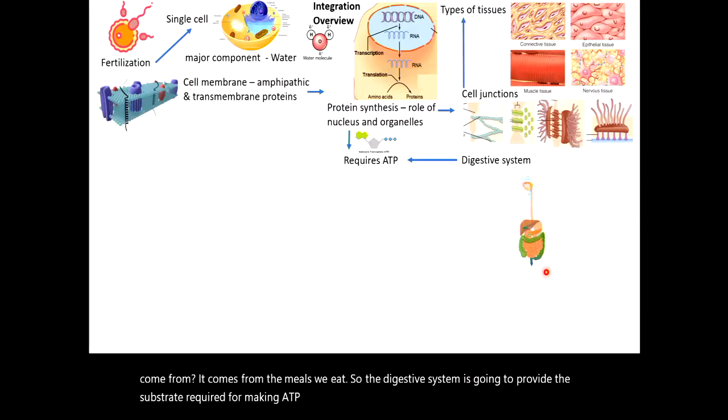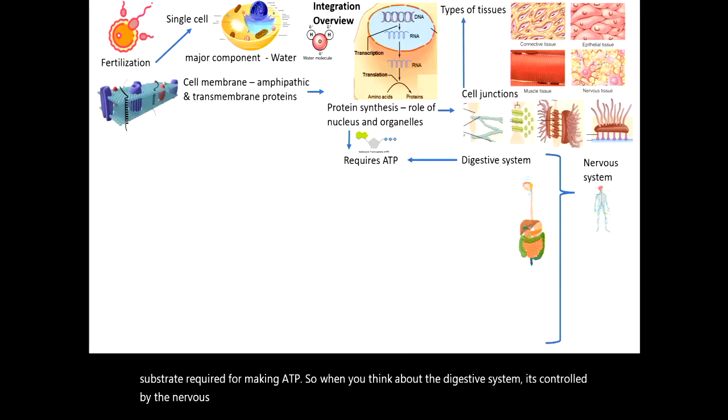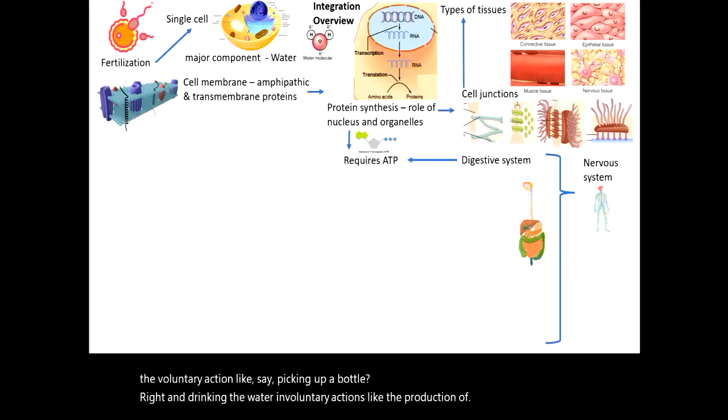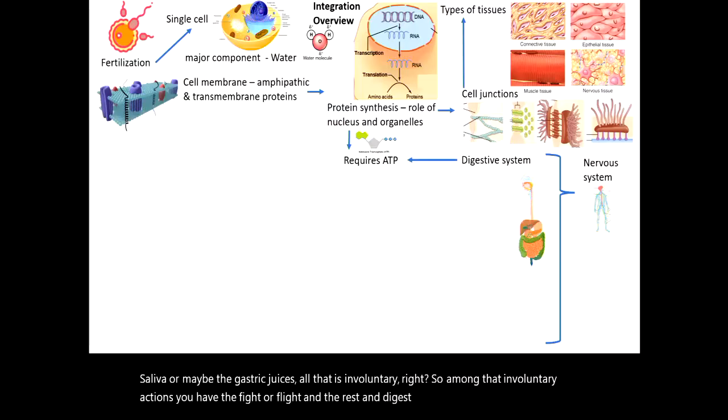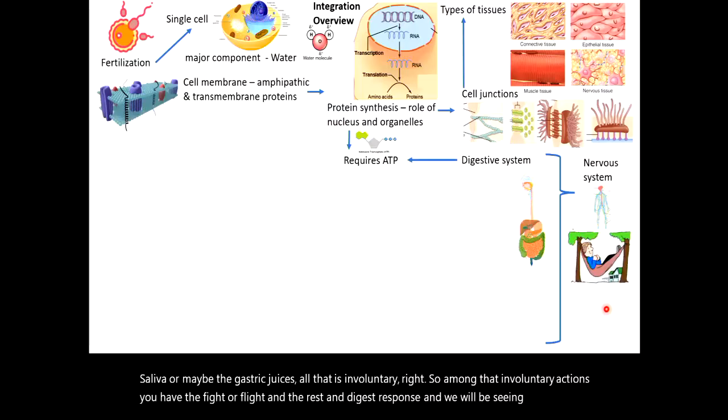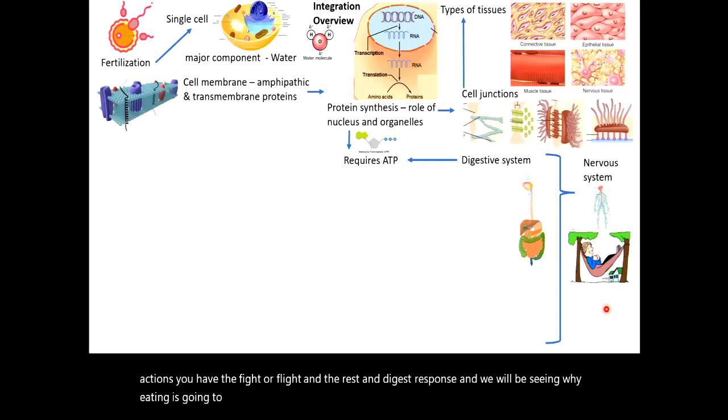So when you think about the digestive system, it's controlled by the nervous system, and we can divide the nervous system functions into two parts. What is the voluntary action, like say picking up a bottle and drinking the water? Involuntary actions like the production of saliva or maybe the gastric juices, all that is involuntary, right? So among the involuntary actions you have the fight or flight and the rest and digest response, and we will be seeing why eating is going to be optimal during the rest and digest response.